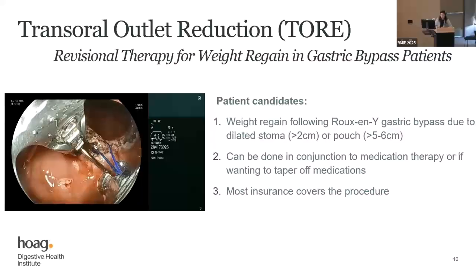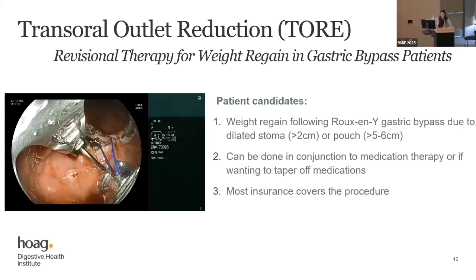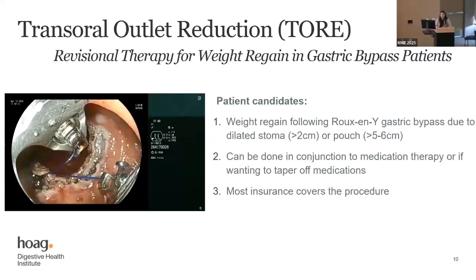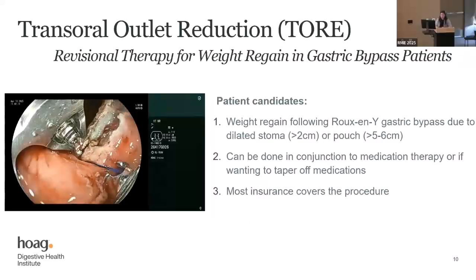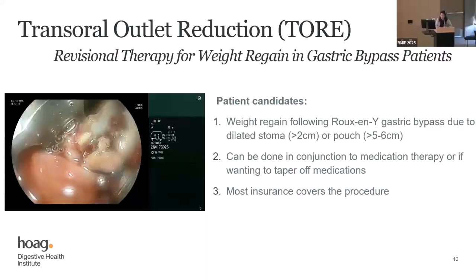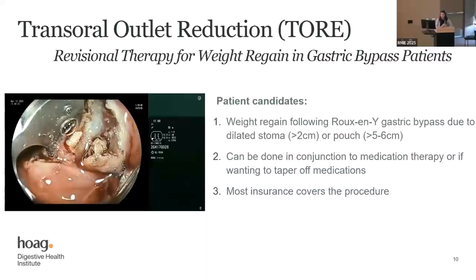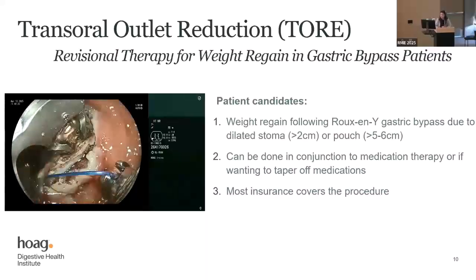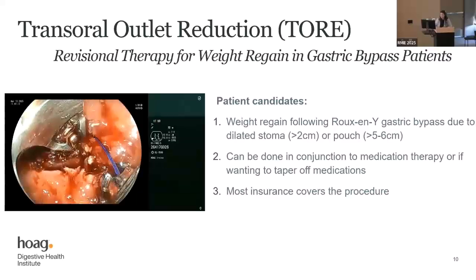So remember, when we come off GLP-1s, there's a V-shaped rate of weight regain, and a regain of obesity-related comorbidities with it. And so by doing a TORe as they're coming off their GLP-1s, we can keep all of those things that they had gained while on their GLP-1 at bay.